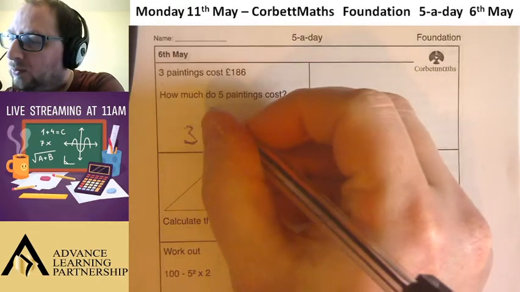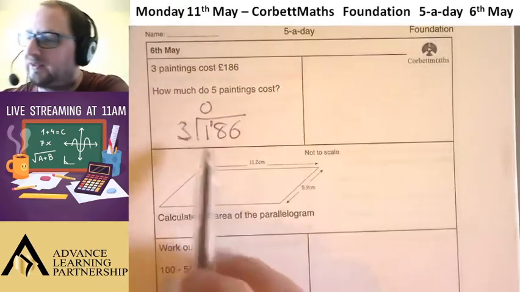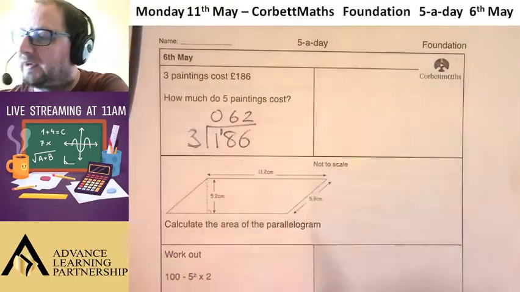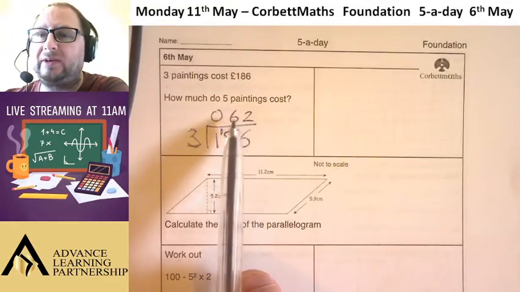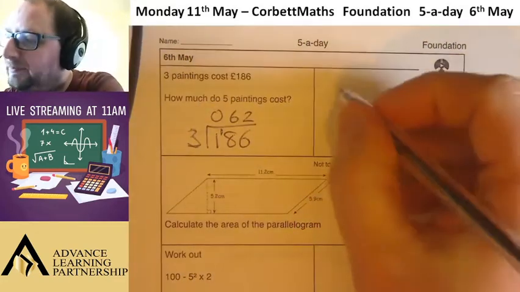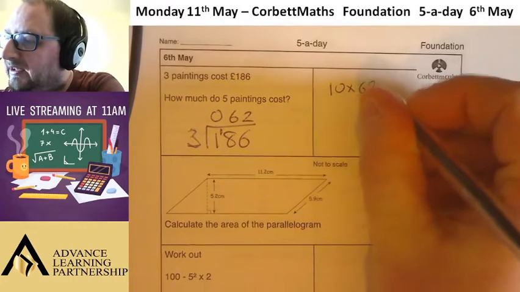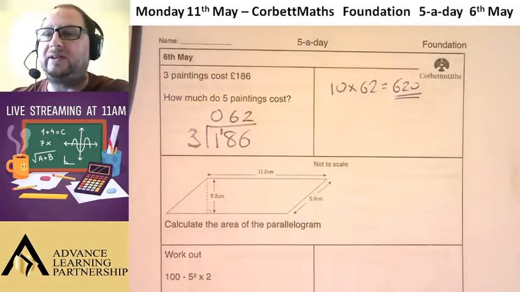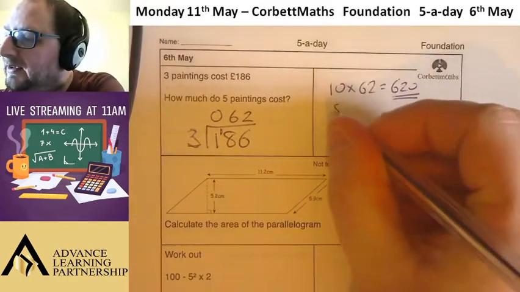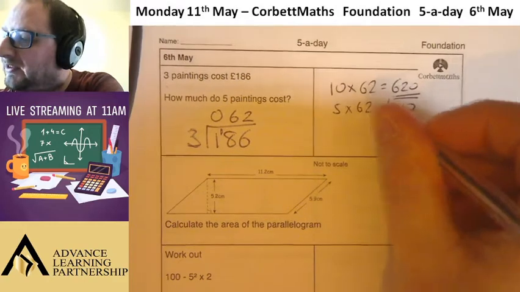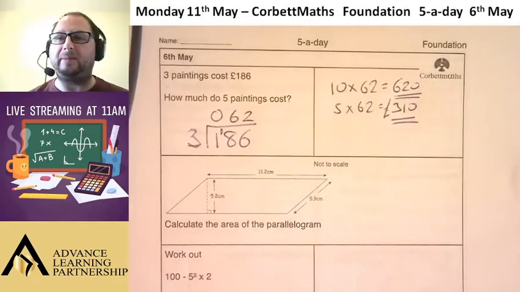3 doesn't go into 1, so we carry that. So 3 goes into 18 6 times and 3 goes into 6 twice. So we now know that each painting costs £62. We've got to find out the cost of 5 paintings. So I'm just going to very sneakily do 10 paintings, and 10 paintings would be 620, which means 5 paintings will be £310.